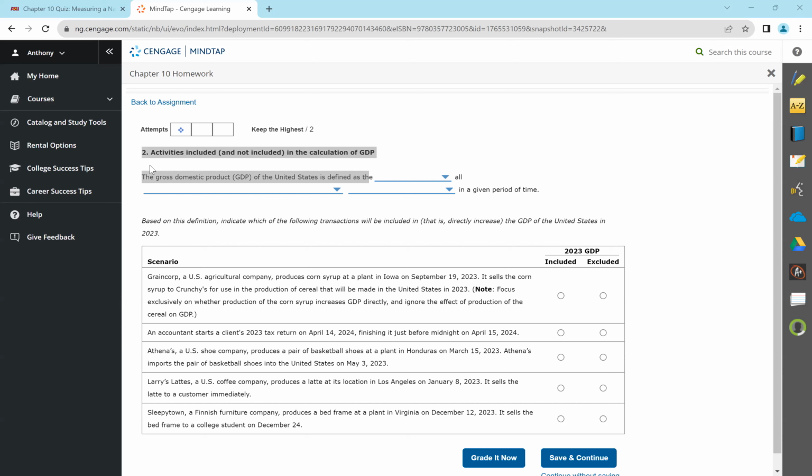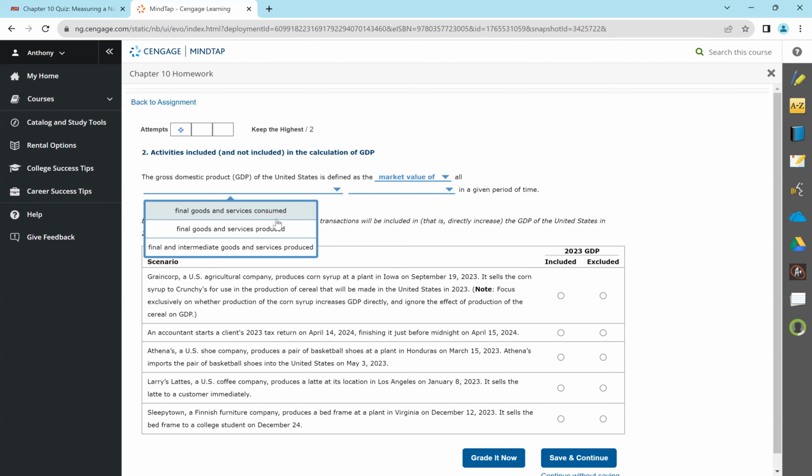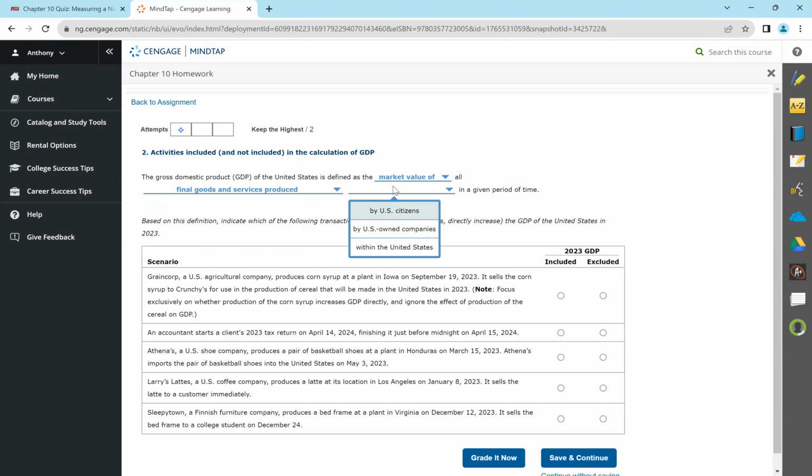This is not what I want. Okay. Final value. Market value. Okay. Market value of final goods and services produced, not consumed, within the United States as a function of a given period of time. Okay. I believe that is correct.